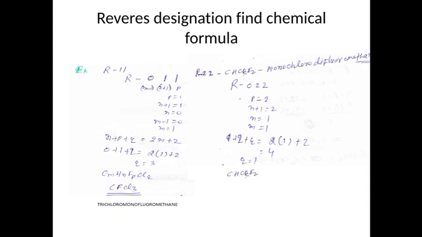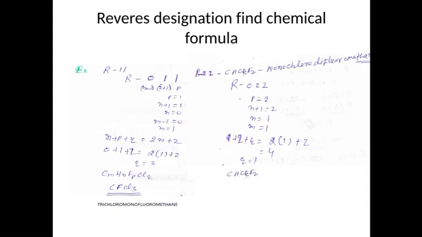Here, if we take R11, how can we make the chemical formula of this refrigerant, and what will be the name of this refrigerant? First, for R11 we make R011 and compare with the relations M minus 1, N plus 1, P. Here P equals 1, and N plus 1 equals 1, so N becomes 0. Then M minus 1 equals 0, so M becomes 1. Now we will find the chlorine molecules.